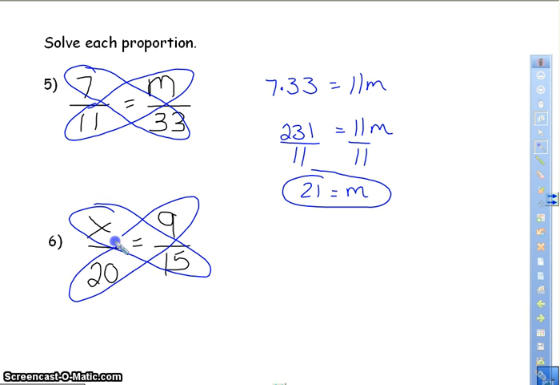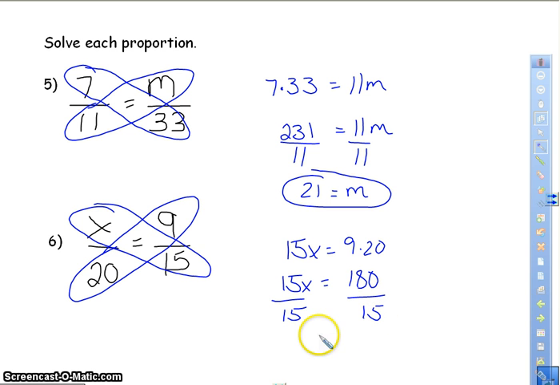Okay, we're going to do the same thing for our next problem. We're going to cross multiply. 15 times x equals 9 times 20. 9 times 20 is 180. And I'm going to divide both sides by 15 because once again, I want 1x as my answer. So 180 divided by 15 equals 12. Okay, and that's how you correctly solve a proportion. And that's what Mr. Kohler and I are going to look for on our test to make sure you solved it using cross multiplication.